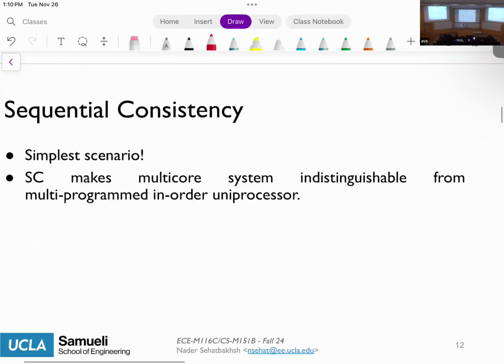Essentially, what SC gives you is that it makes a multi-core program indistinguishable from a multi-program in-order. So you can assume that this is an in-order processor, that loads and stores happen in order. Then go and figure out the race conditions in your program with us.